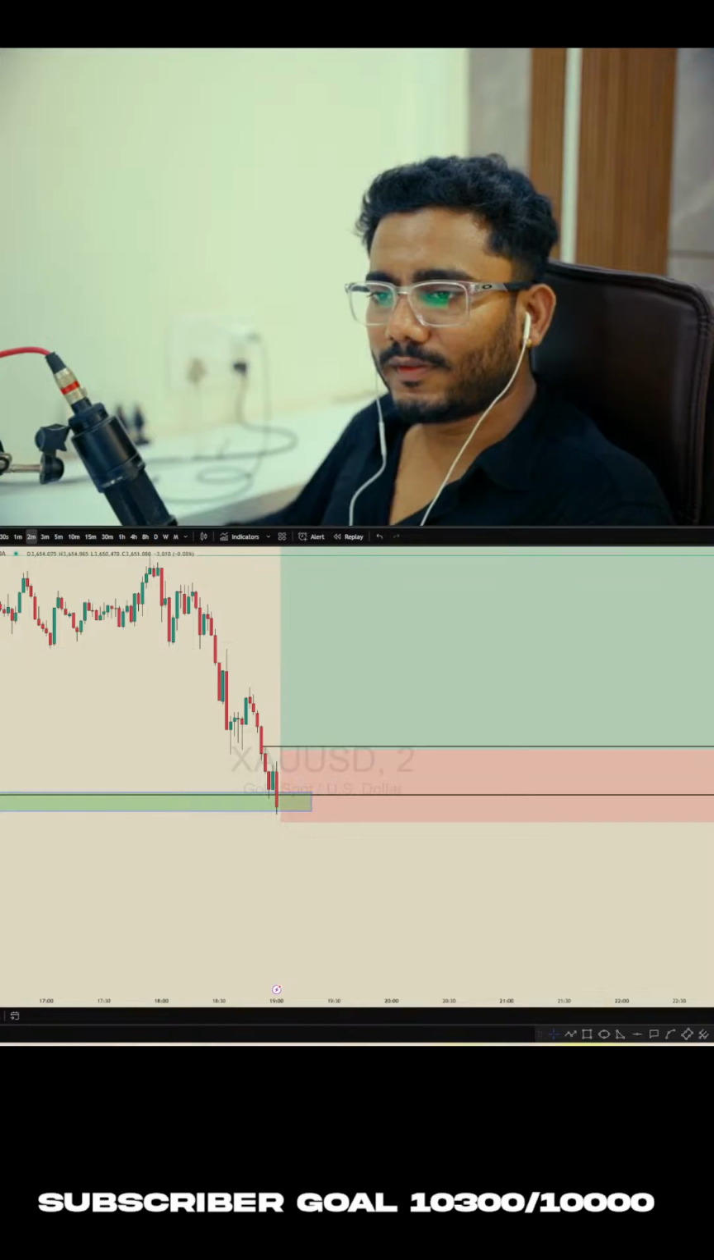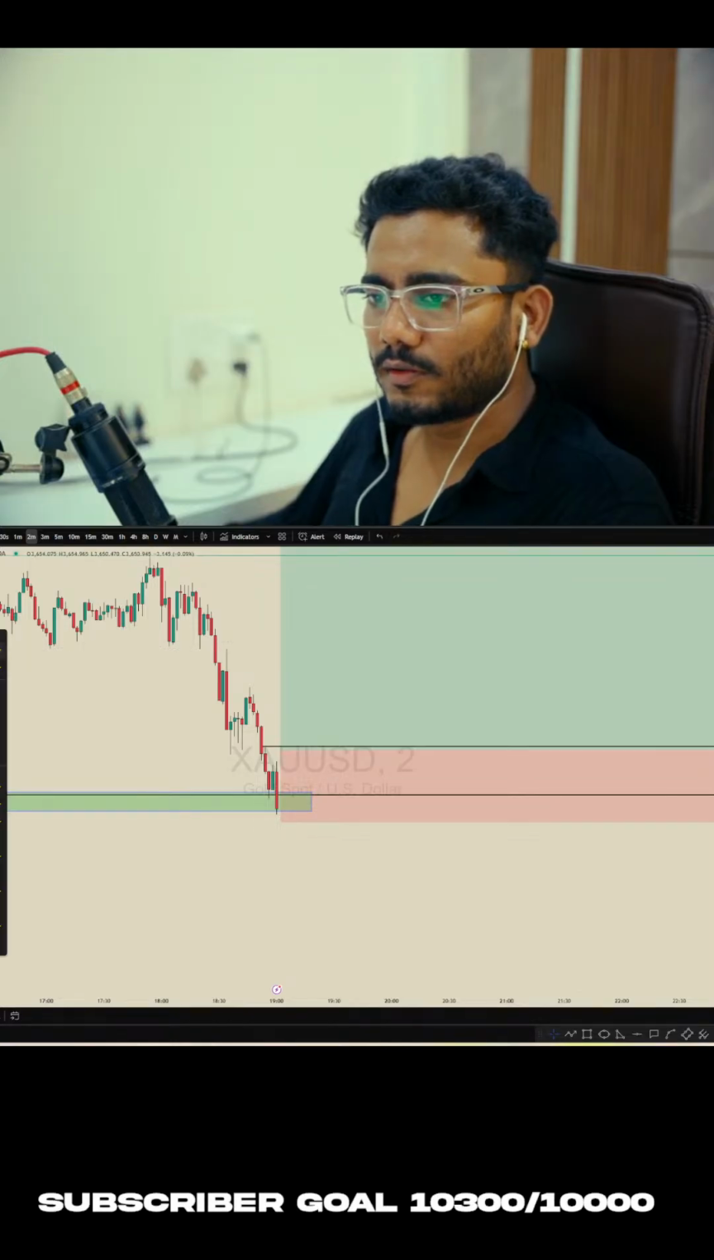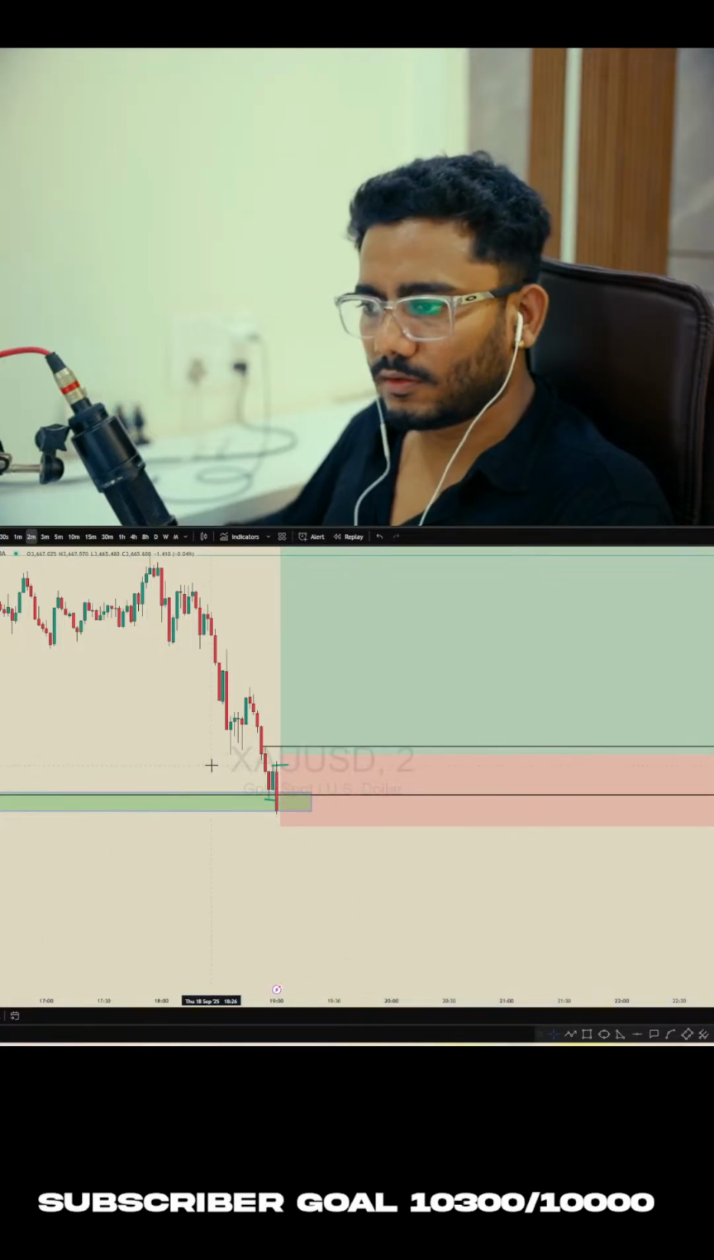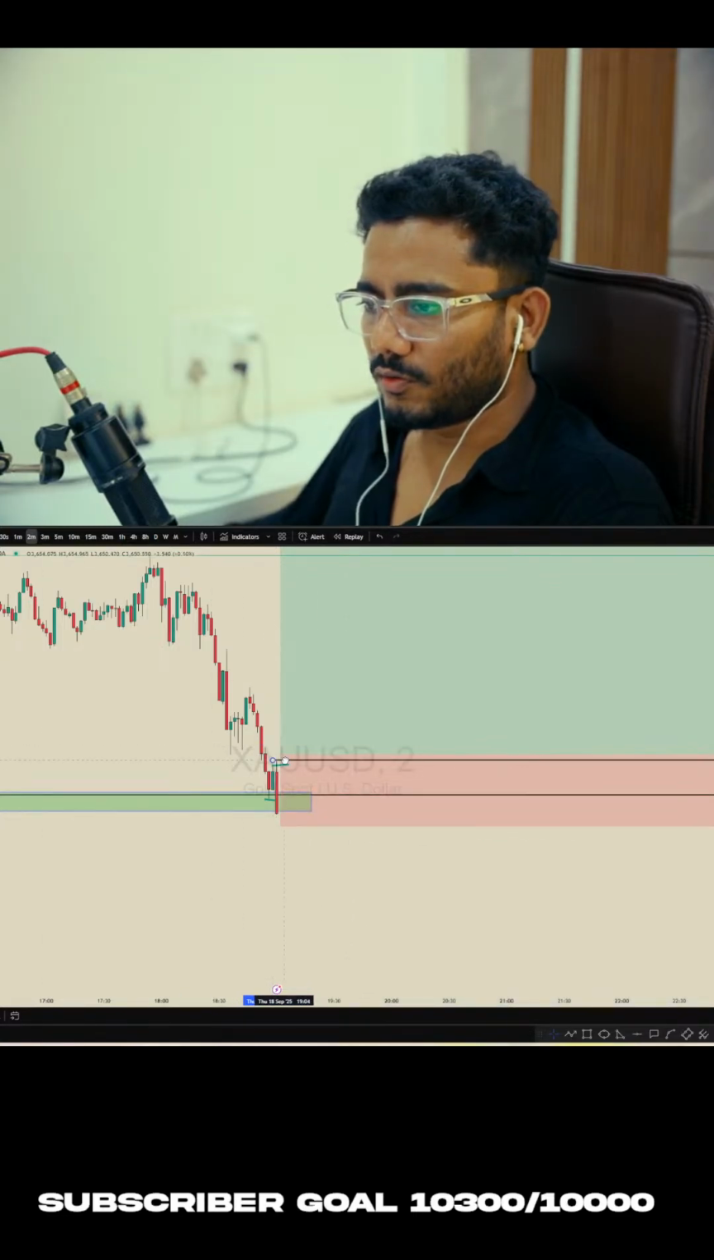Here price is sweeping this liquidity, price has tapped. This creates the second candle. And now we can look for entry after this high. So that's a good area for looking for reversal.